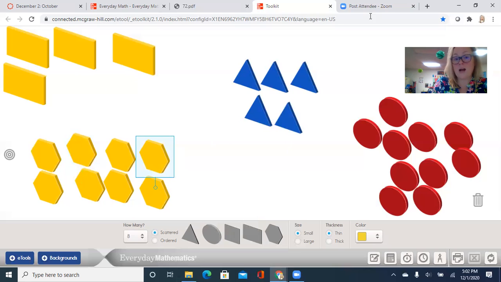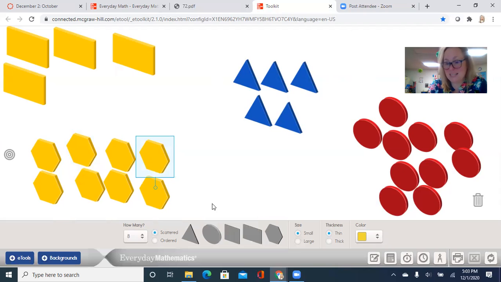Which one has more, triangles or rectangles? Let's see. Triangles have how many? 1, 2, 3, 4, 5. Okay, so 5. And rectangles have how many? 1, 2, 3, 4. Oh, so triangles have more. How many more do they have? One more. One more than 4 is 5. Check it. 4 on your fingers. Put one more up. How many do you have? 5.